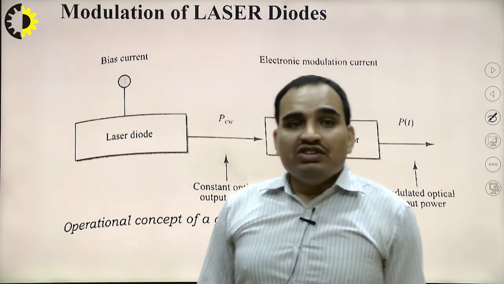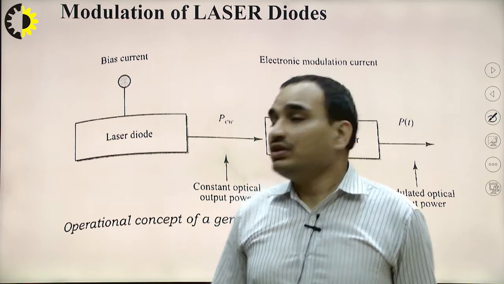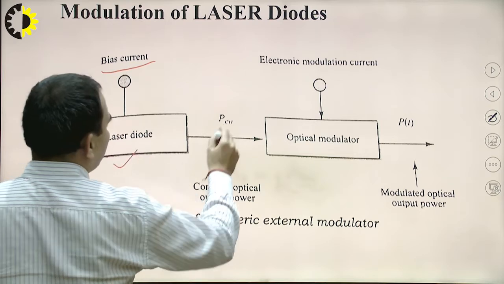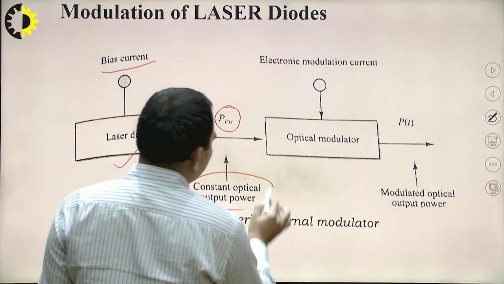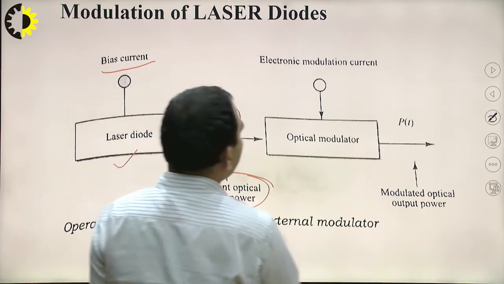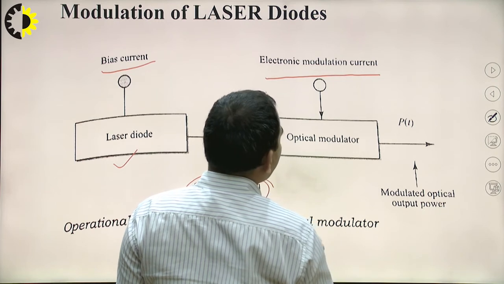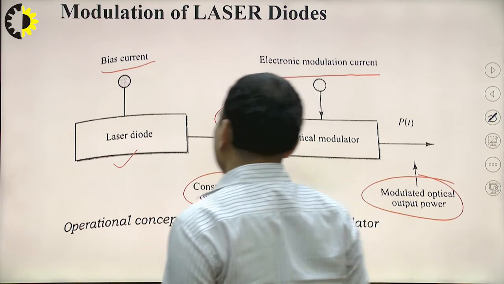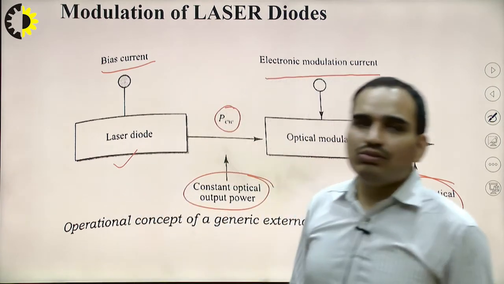Now the modulation of the laser diode, how we can use it for modulation purposes. We have the bias current to the laser diode, and we get the continuous wave power, that is a constant optical output power. Then the optical modulator, where we provide the electronic modulation circuit to it, and the output is the modulated optical output power. That is the operational concept of a generic external modulator.